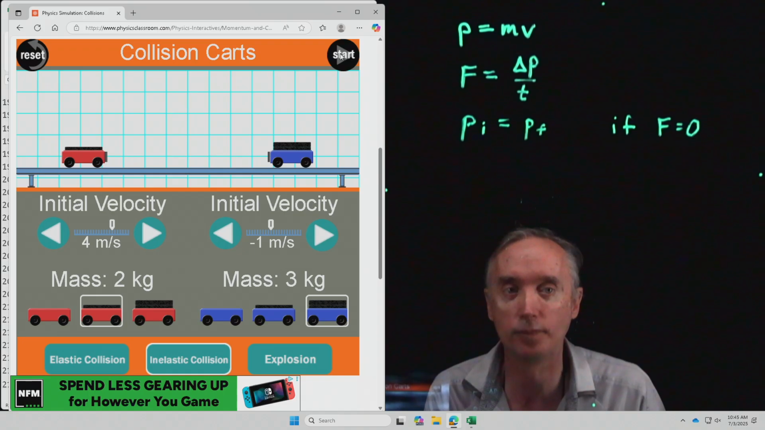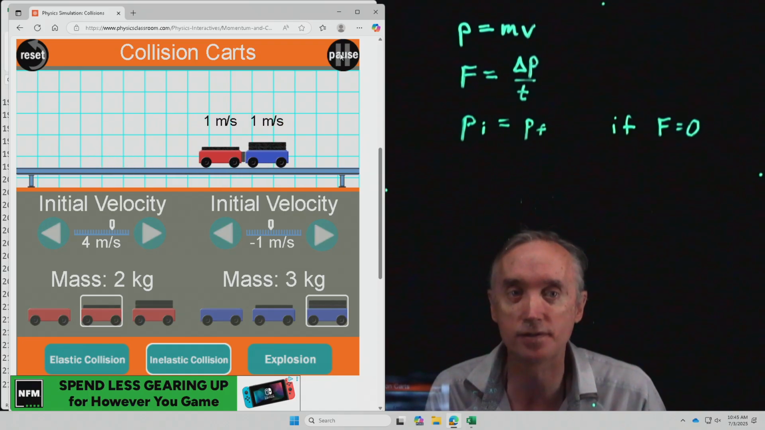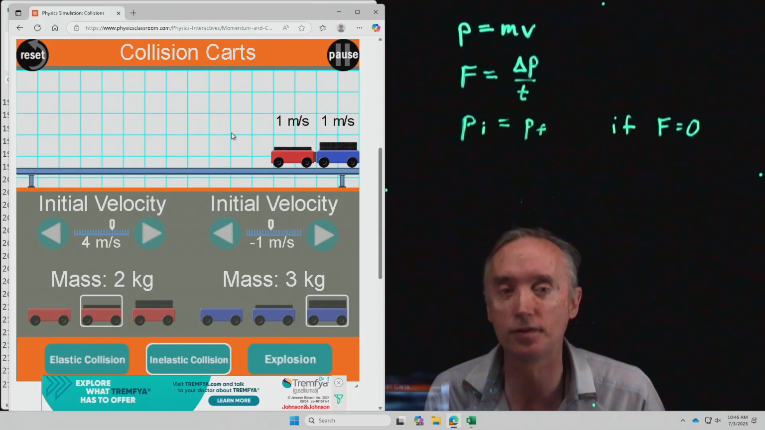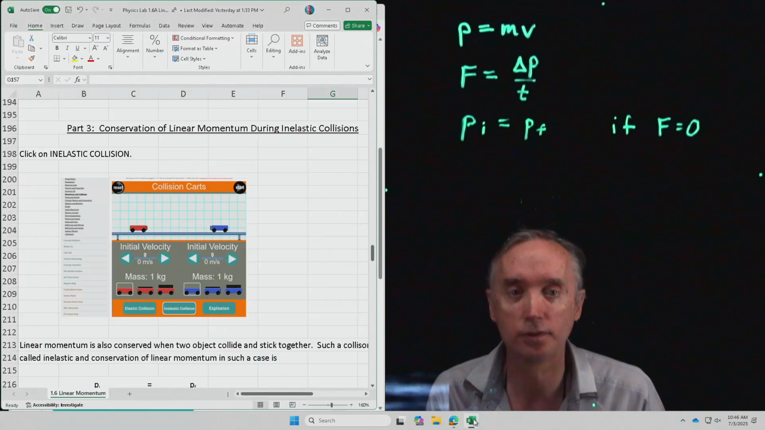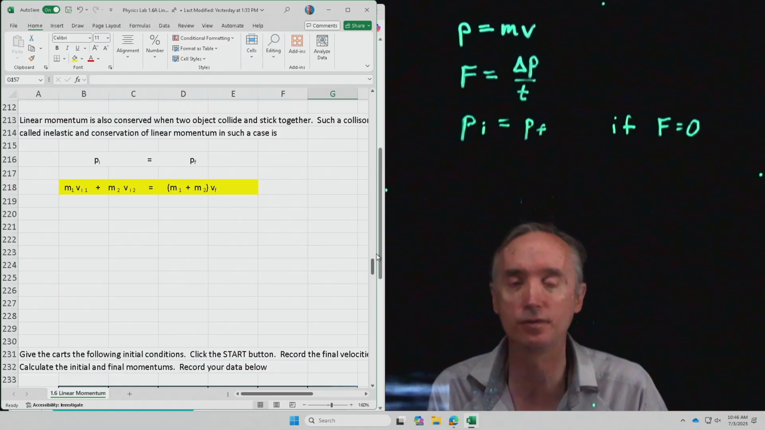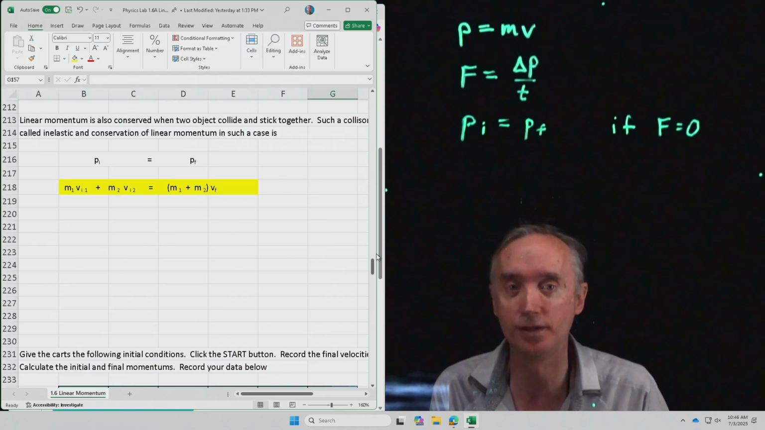Okay, now we can hit the start button, and they stick together, and now they have a combined final velocity of 1 meter per second. So that's what's going to happen when you play with this simulation. So if we go back to here, and then go down to here, let's look at what conservation of momentum would look like for a collision.